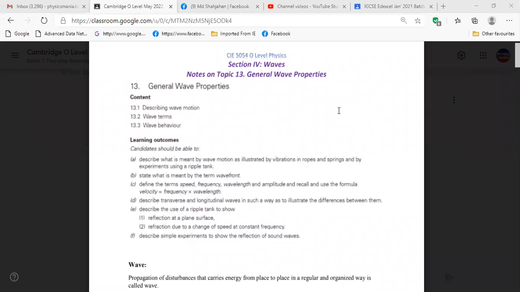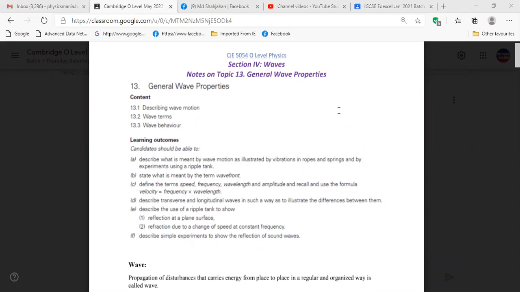Describe the use of a ripple tank to show reflection at a plane surface, and refraction due to a change of speed at constant frequency. Describe simple experiments to show the reflection of sound waves.